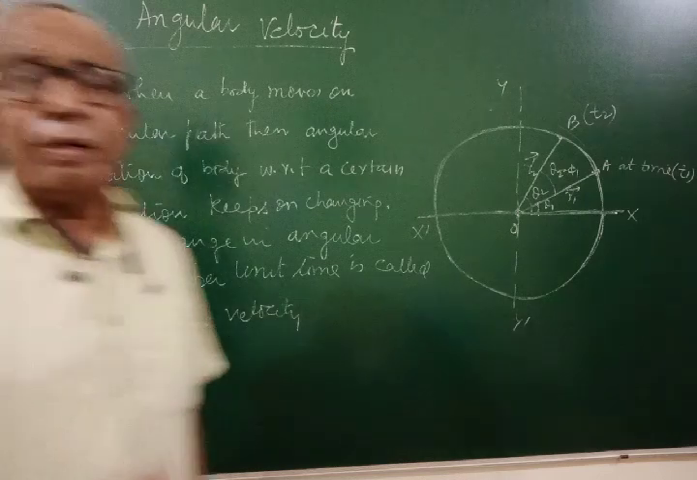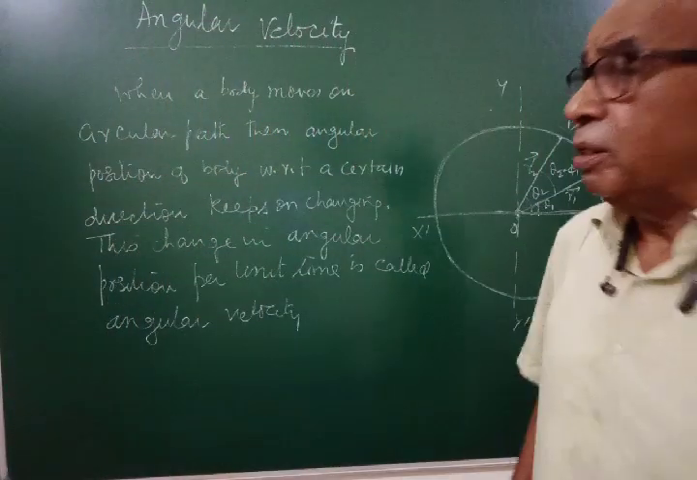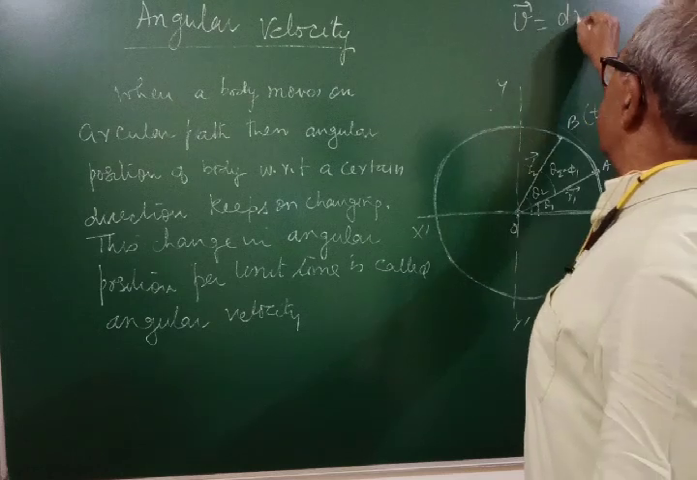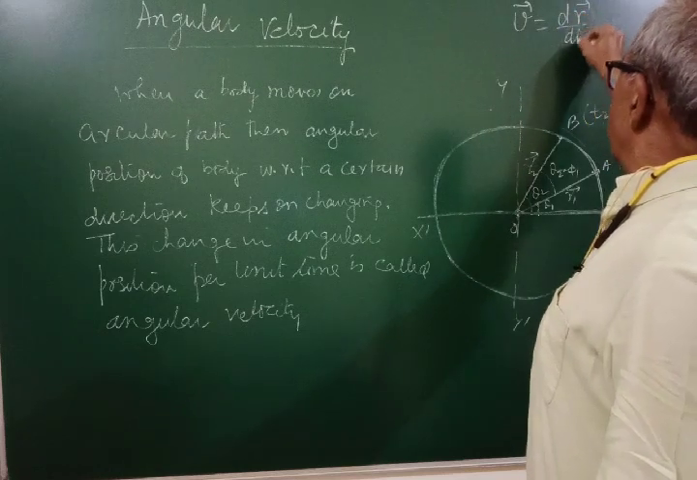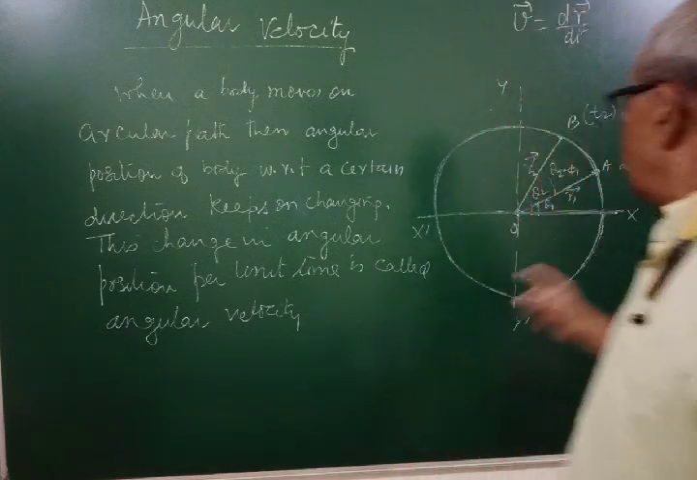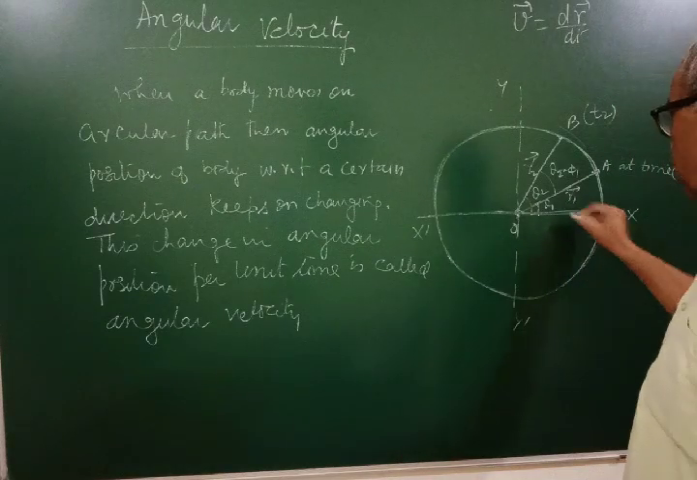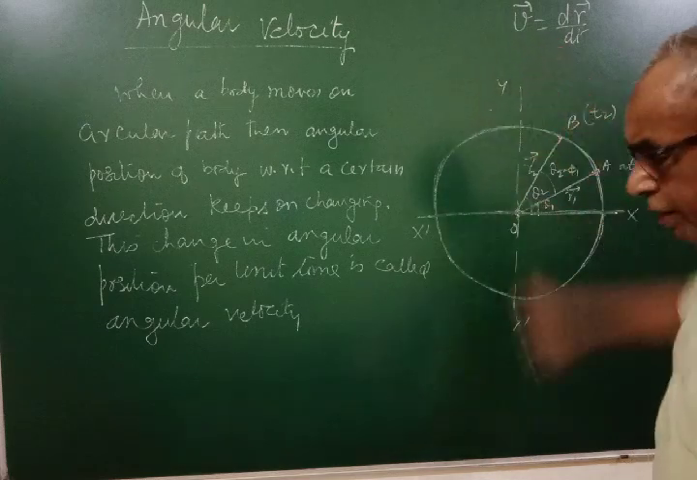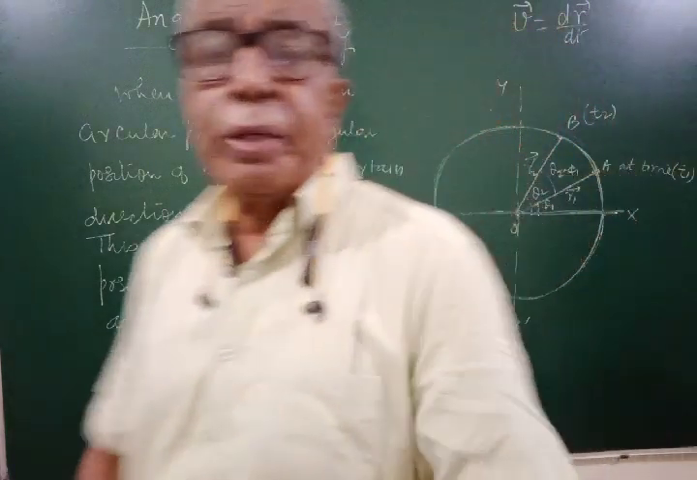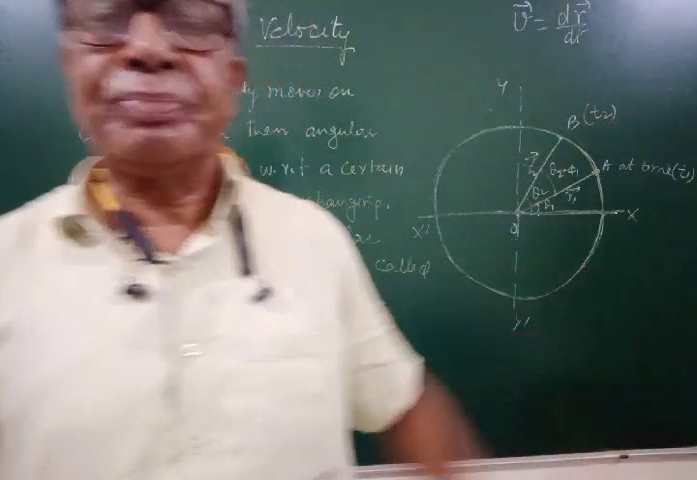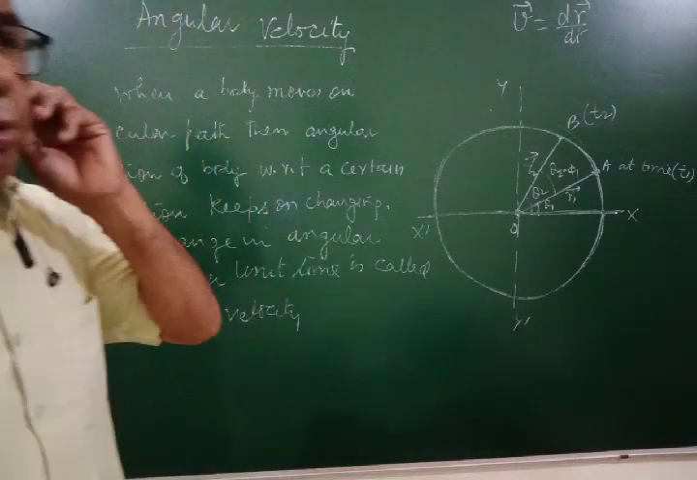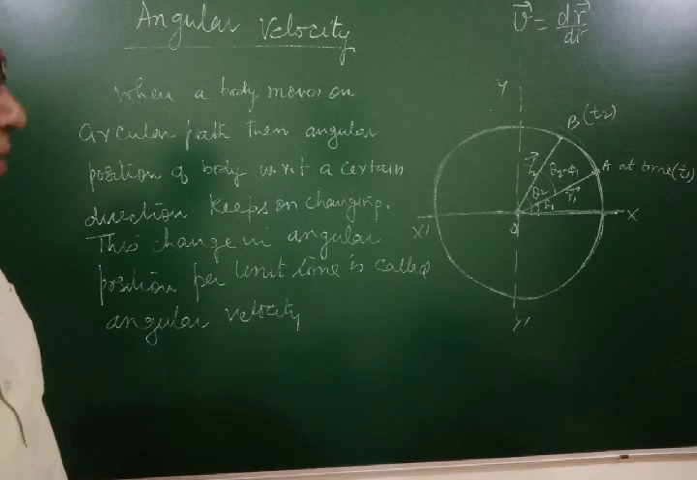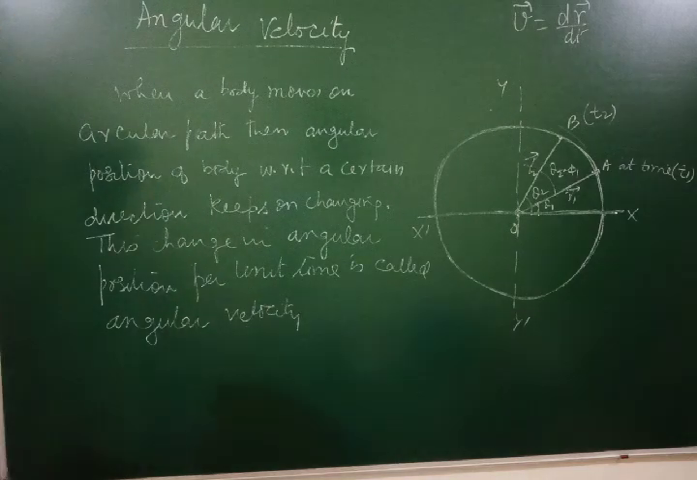Just as I defined linear velocity v, I have defined v as dr upon dt, the change in position vector per unit time. Here also position is measured in terms of angle with respect to the x-axis. Suppose we can take the y-axis, no problem, but we have to fix a particular direction. So the change in angular position of a body when it moves on a circular path is called angular velocity.